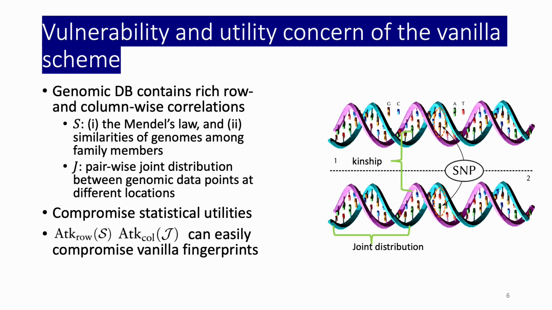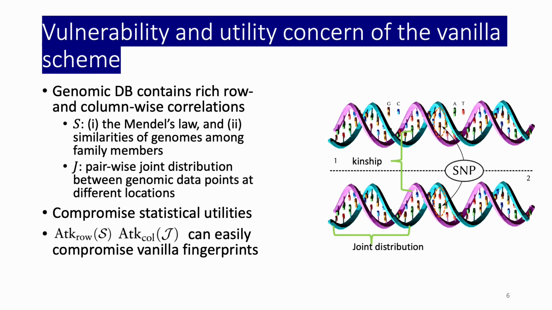Genomic data has very rich correlation, as shown in the figure on the right. In the paper, we use S to represent the row-wise correlation between genomic data, which can be caused by Mendel's law and the similarities of genomes from family members. And we use J to represent the column-wise correlations in the genomic data. In the paper, we characterize J as a pairwise joint distribution between the genomic data points at different locations.